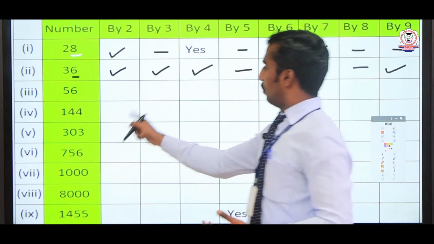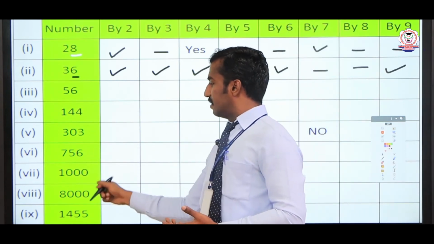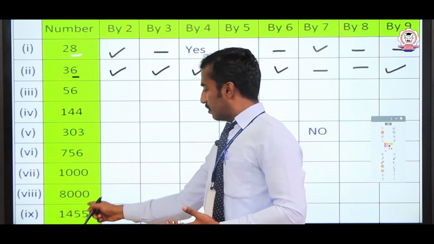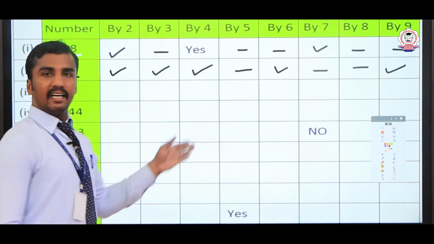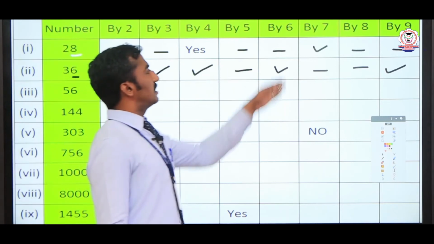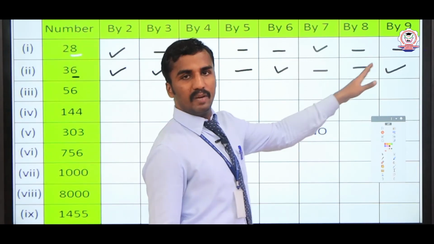Okay, 56, 144, 303, 756, 1000, 8000, 1455. In the same way, check divisibility by 2, 3, 5, 6, 7, 8 and 9 conditions.